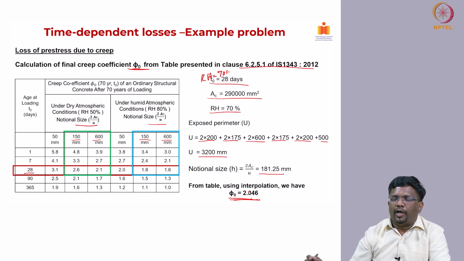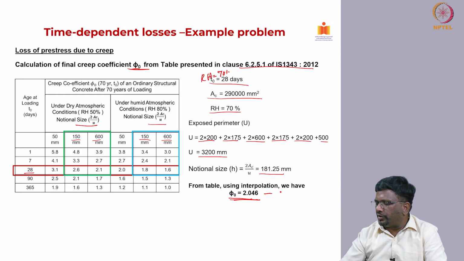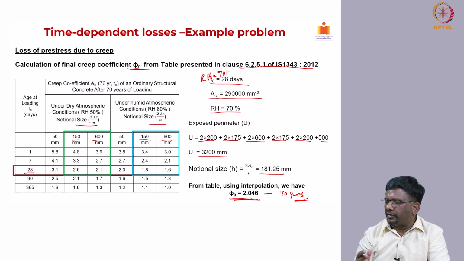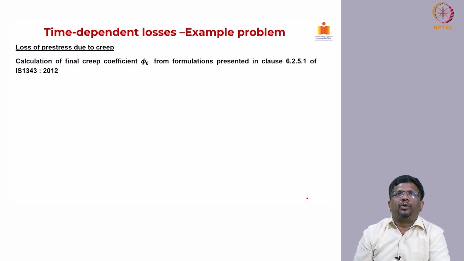Again, this is the maximum value that happens at 70 years. Now we are not doing calculation for 70 years, but we are doing calculation for lesser time. So we need to apply some reduction factor as well. So let's see how do we apply the reduction factors, right?